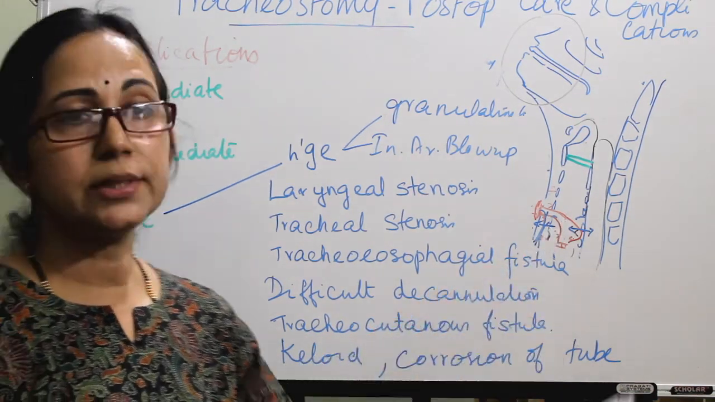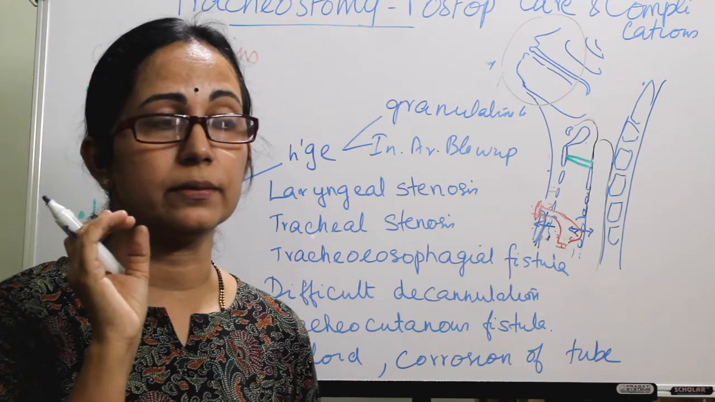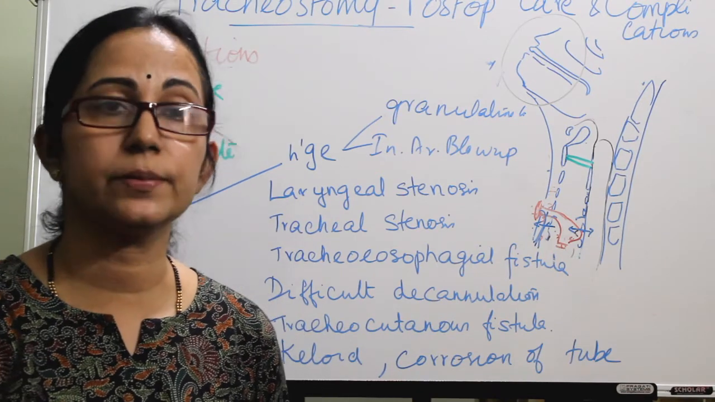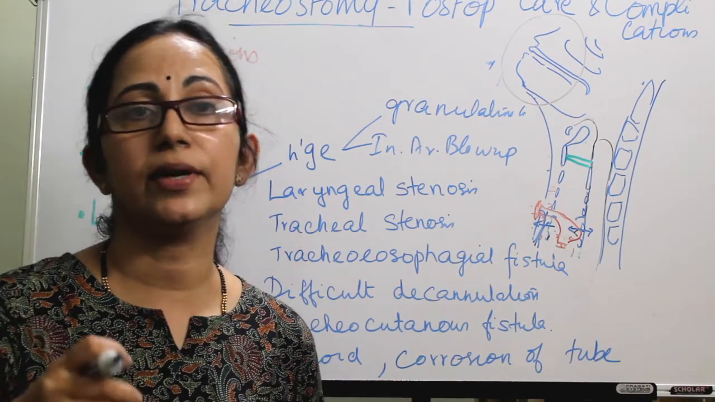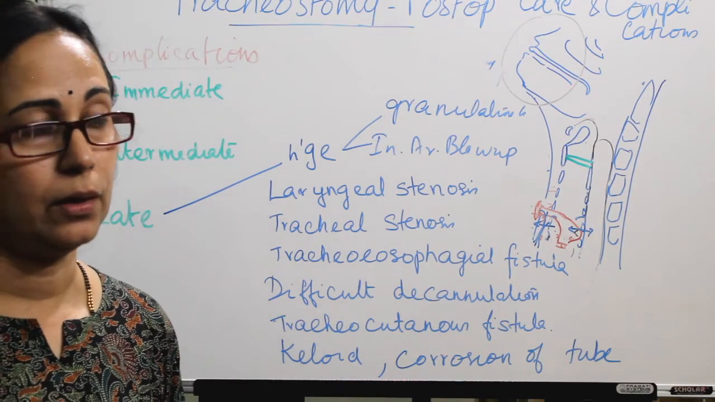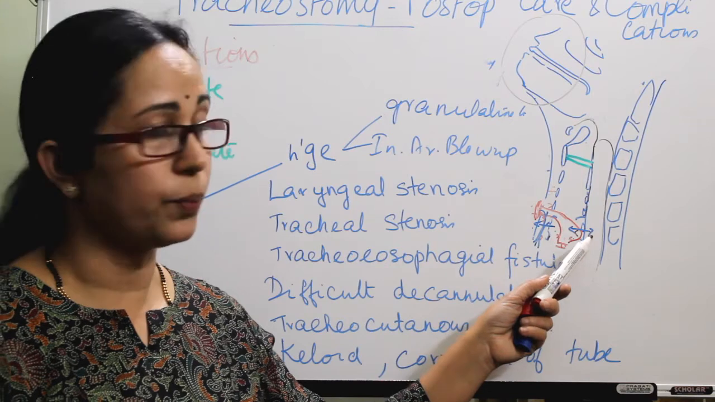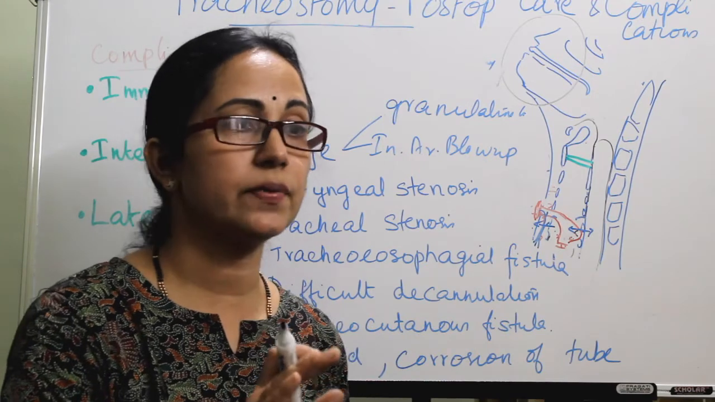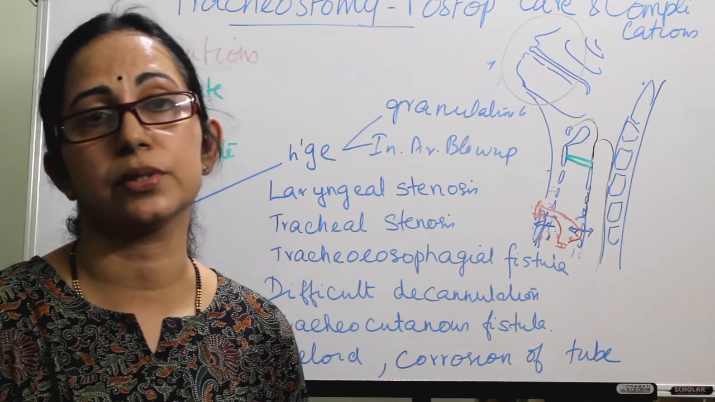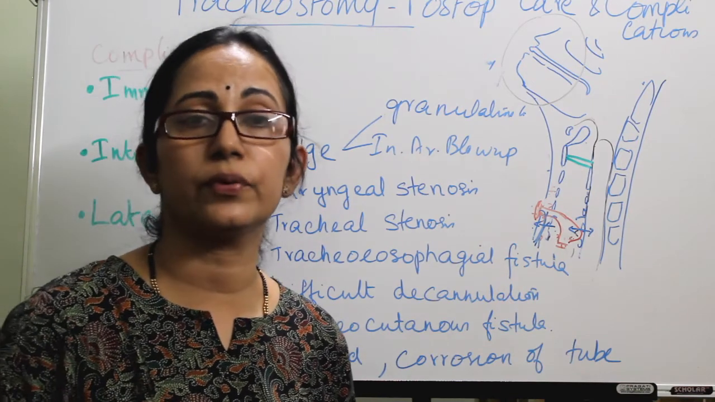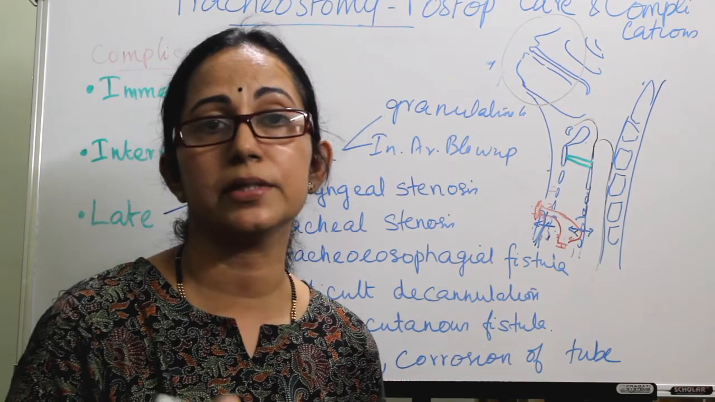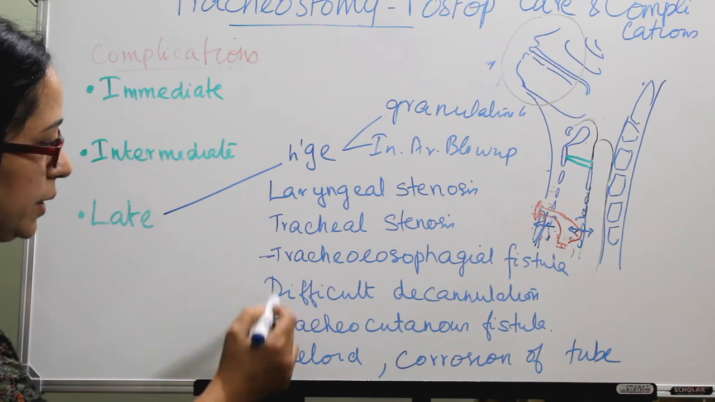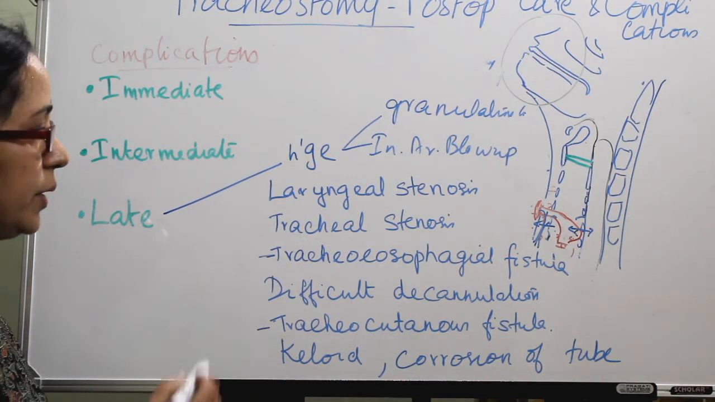In both these cases, it is due to putting in an inadequate or oversized tracheostomy tube, or not deflating the cuff for a longer period of time. Because of that you can go posteriorly causing a tracheoesophageal fistula or anteriorly causing a tracheocutaneous fistula. So that is why I told you to put the correct size tracheostomy tube and also deflate the cuff of the tracheostomy tube at least for 5 minutes in every 1 hour, so that you can avoid these fistulas.